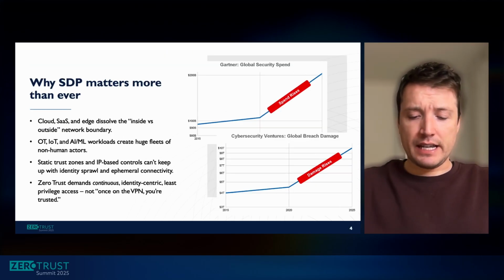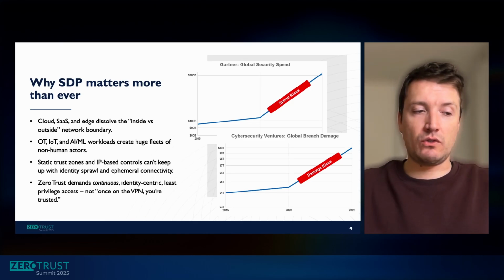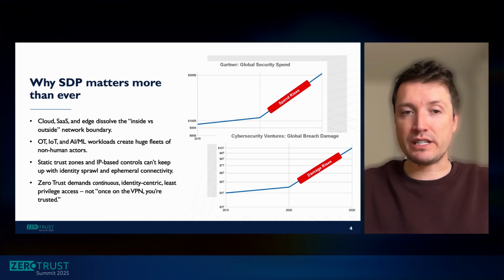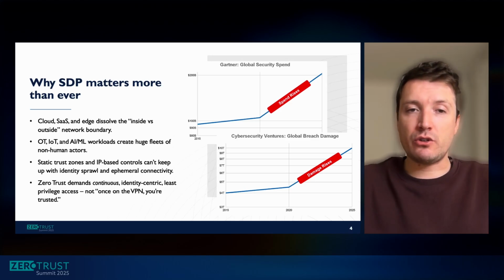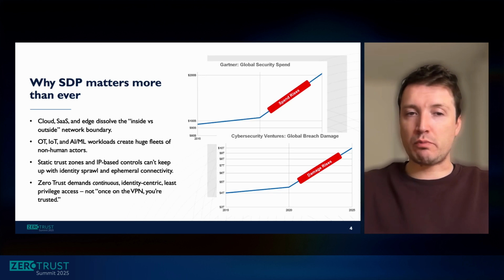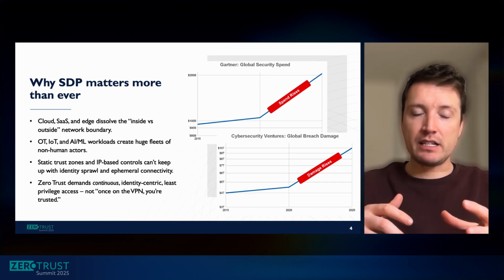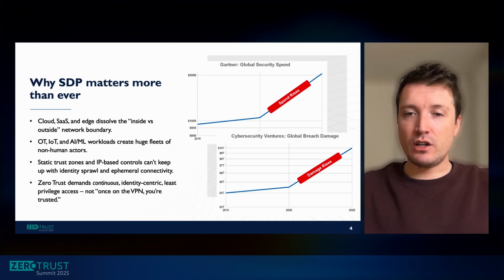Fundamentally, we have seen that the perimeter has continued to dissolve. The advent of cloud, a decade ago, of moving to SaaS, of edge and IoT, it just continues more and more to have a highly distributed architecture where there isn't really any more, or at least much less so, inside versus outside of the network boundary. And those non-human workloads are just proliferating more and more. And then fundamentally, the consequence of cyber attacks, of breaches, just continues going up and up and up and up.